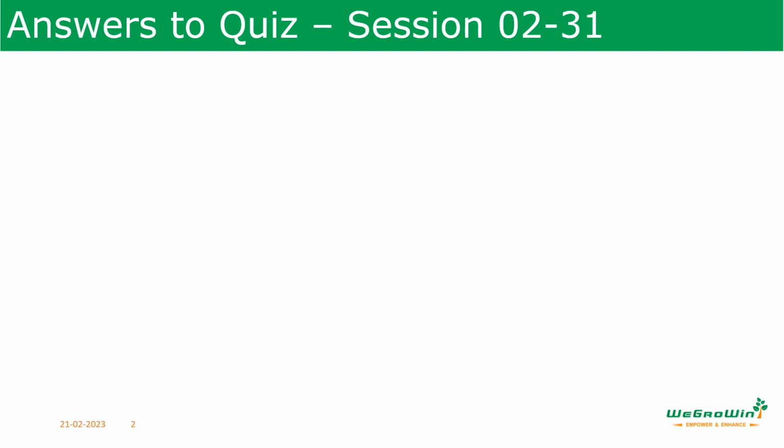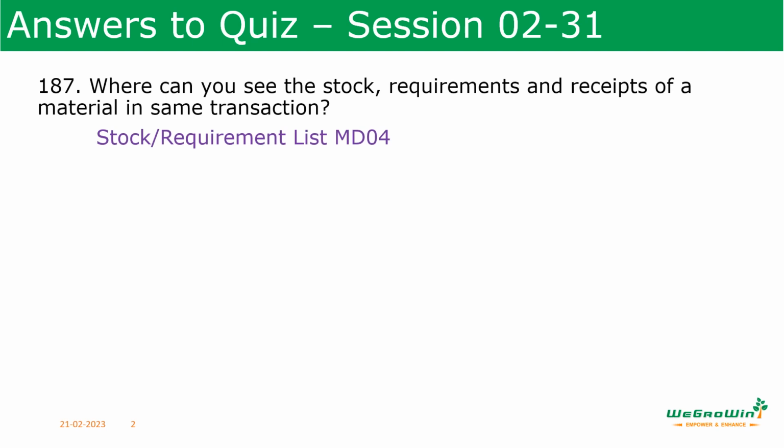Before going into the session, let us see the answers for the quiz of the previous session. So where can you see the stock requirements and receipts of a material in the same transaction? It is the stock requirement list, MD04. Please note this transaction is a very powerful transaction for both planners and buyers, so that you will be able to understand every concept, every aspect of the materials through a single transaction code.